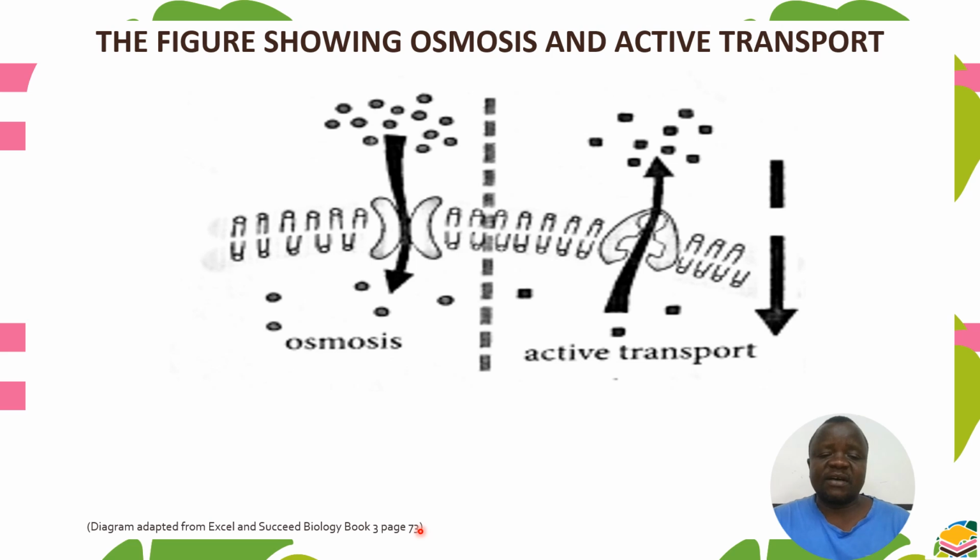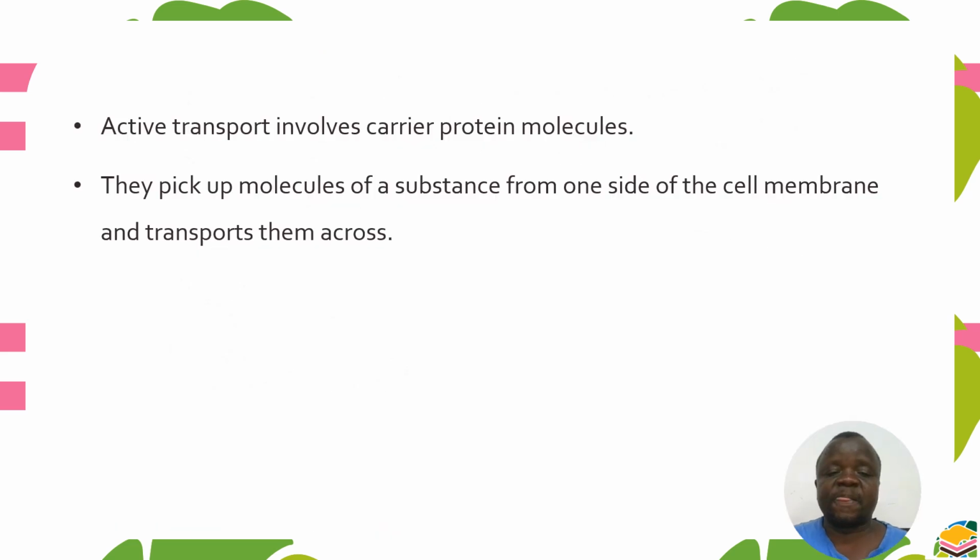So the diagrams have been adapted from Book 3, Excel and Succeed, page 73. You can also refer to those diagrams with other diagrams. Active transport involves carrier protein molecules. They pick up molecules of such substances from one side of the cell membrane and transport them across.